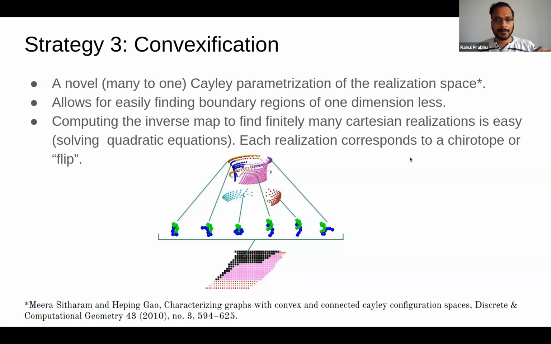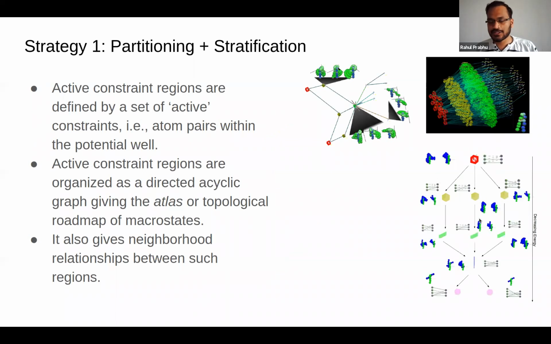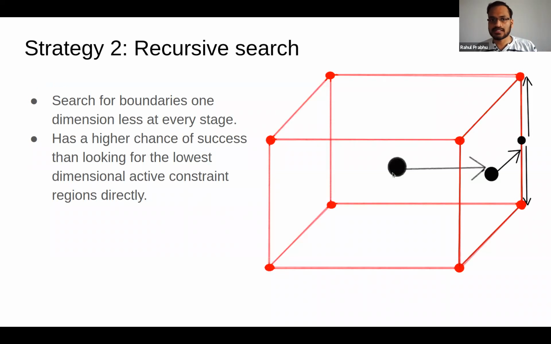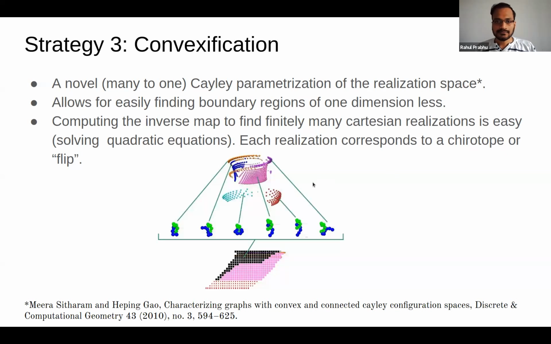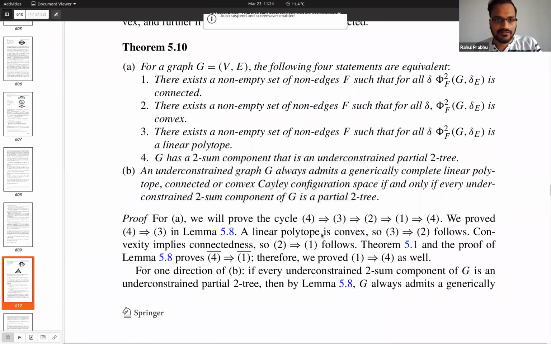So once I have the stratification, and I have this second strategy, which is saying I want to do recursive search, the third key strategy is this idea of Cayley convexification. So what we do here is, maybe I should pull up this graph. Hold on.